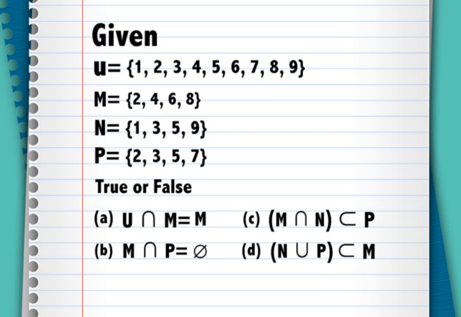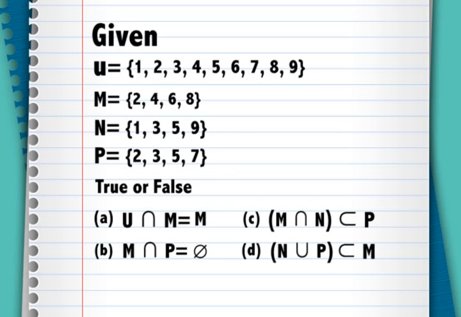Now we come to B. M intersect P is the empty set. You were saying it is false. M intersect P is an empty set. We're looking at M and we're looking at P.